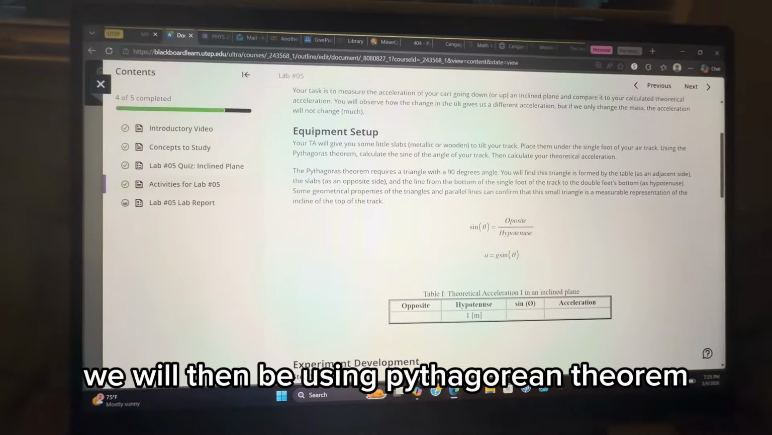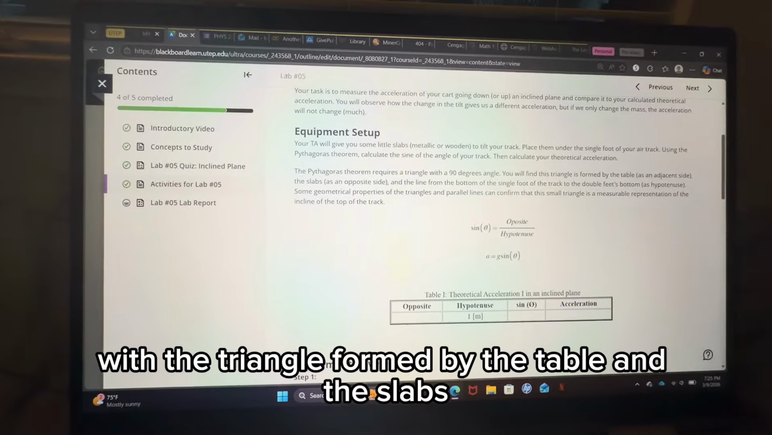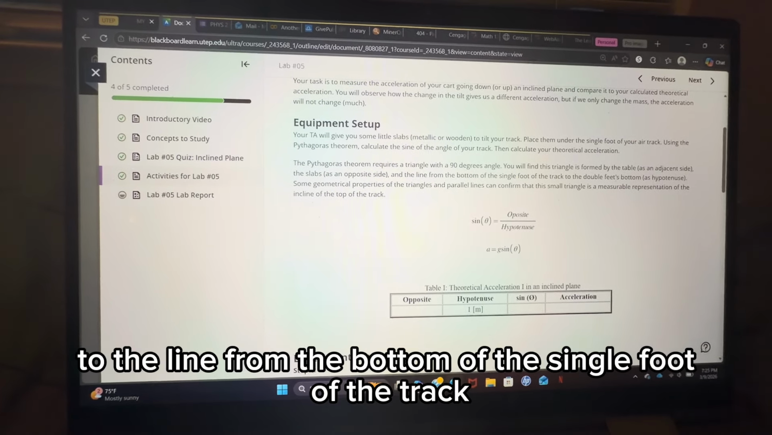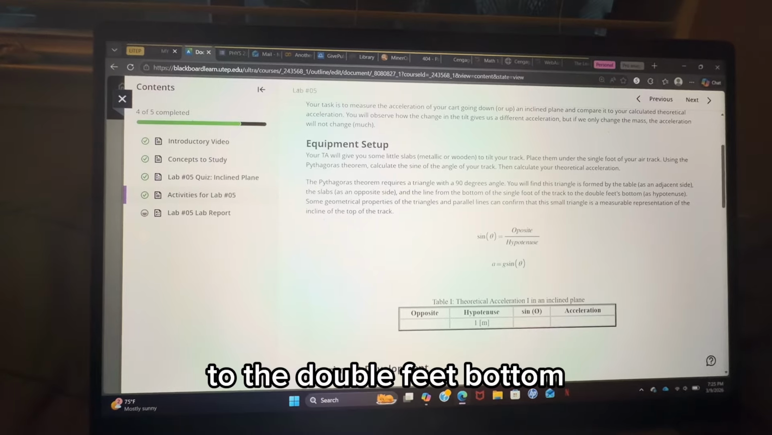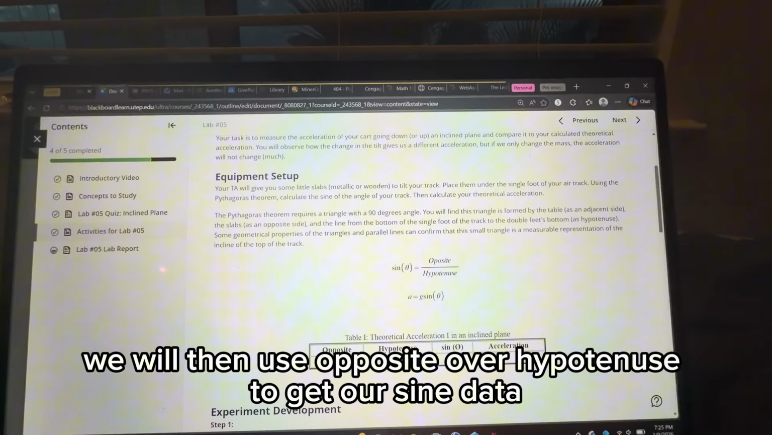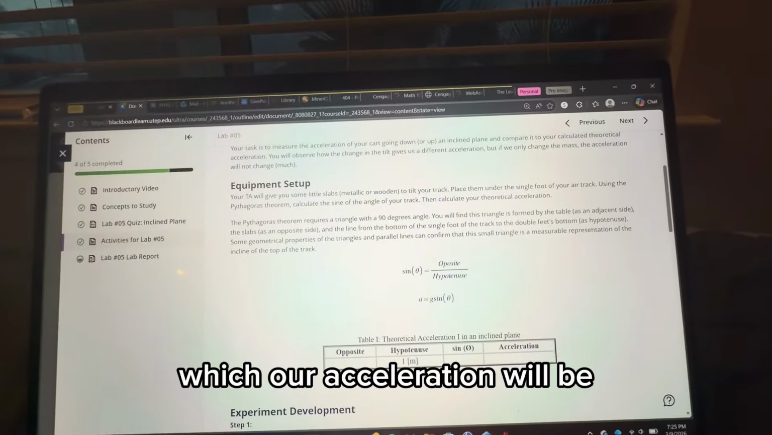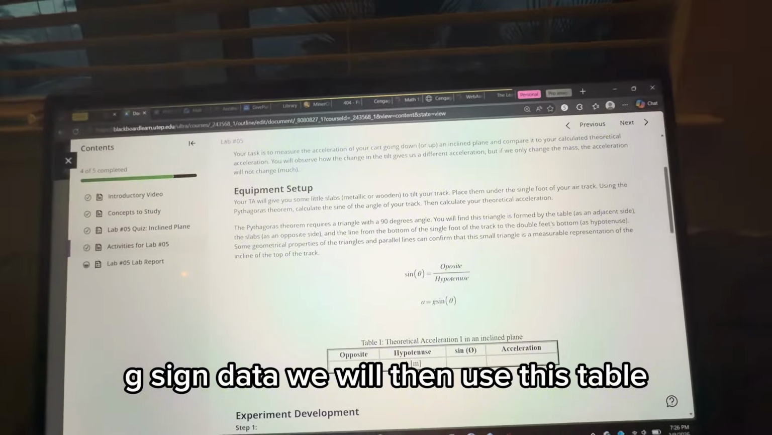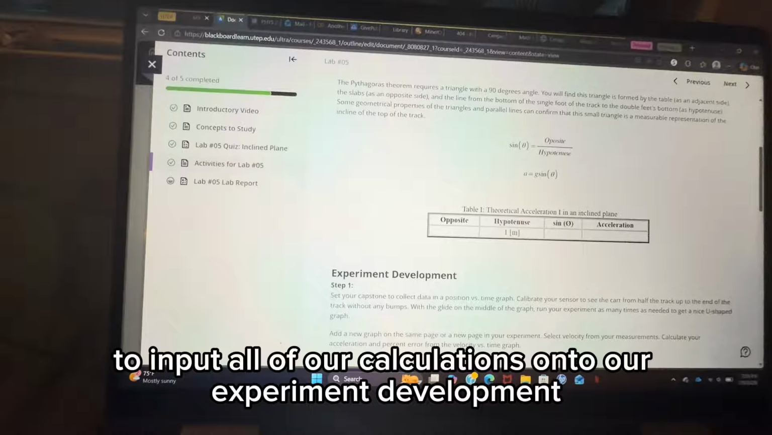We will then use the Pythagorean theorem with the triangle formed by the table and the slabs to find the line from the bottom of the single foot of the track to the double feet bottom. We will then use opposite over hypotenuse to get our sine theta, which our acceleration will be g sine theta. We will then use this table to input all of our calculations.